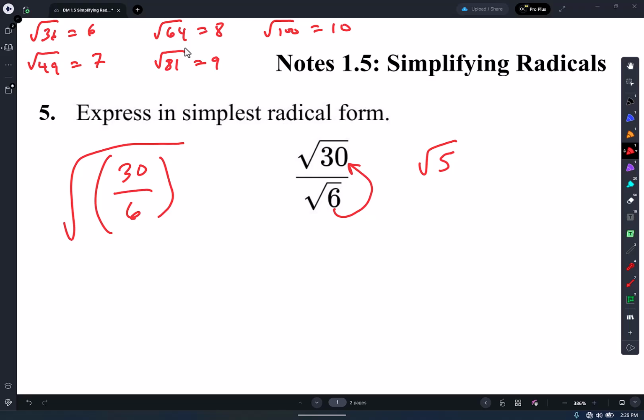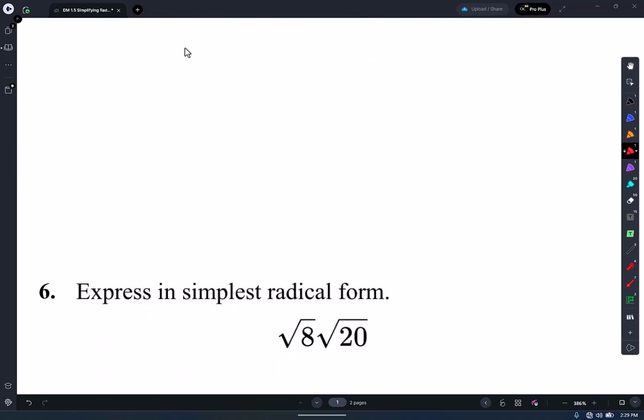Be done. It doesn't break down, guys. It doesn't break down anymore. That's it. Are we okay, guys? All right, here we go. Let's go to question number 6.